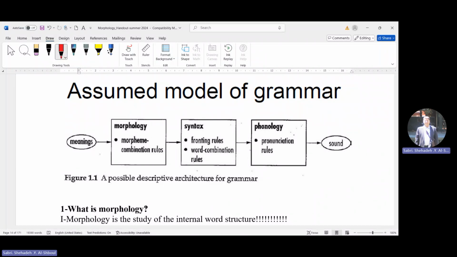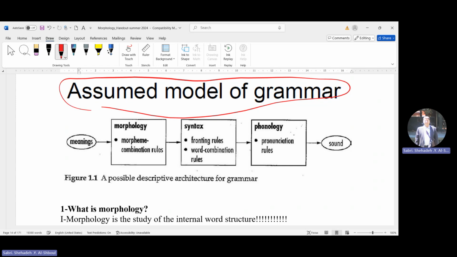Hello, everybody. Today we are going to start our course on morphology. Of course, we begin with Unit 1. In Unit 1, we are here going to deal with the assumed model of grammar, as well as the different definitions of morphology. Moreover, we are going to discuss the notion of how much morphology languages have.